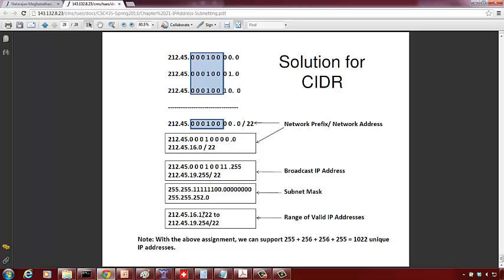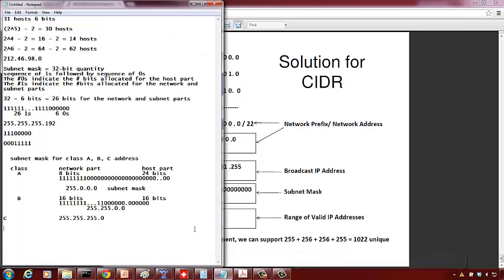Okay, so everything from 16.1/22 to 19.254/22 is going to be your valid range of IP addresses. So the number of IP addresses you have here: you can go from 16.1 to 16.255, so that's going to be 255 addresses. Then 17.0 to 17.255, 256. 18.0 to 18.255, that's going to be 256. 19.0 to 19.254, that's going to be 255. So the total is going to be what? If you add them up, this is going to be 1022.